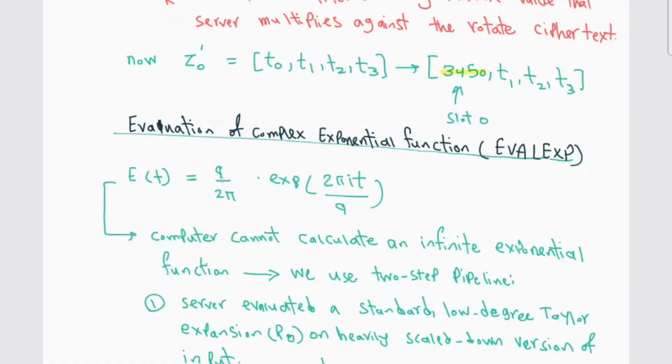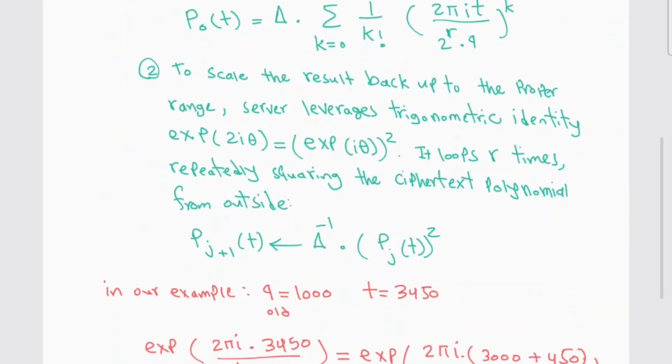E(T) is equal to Q divided by 2 pi multiplied by the exponential of 2 pi i T. This i is because it's a complex number, and Q. T is your hidden message, Q is your old modulus. So let's put everything into perspective.